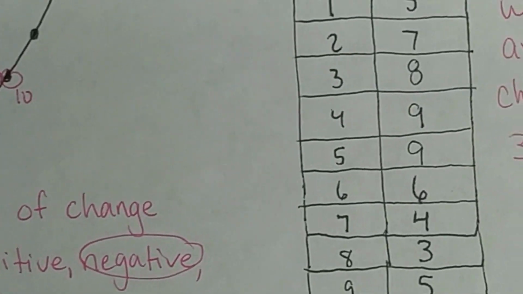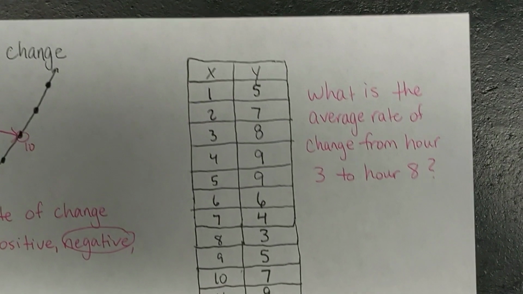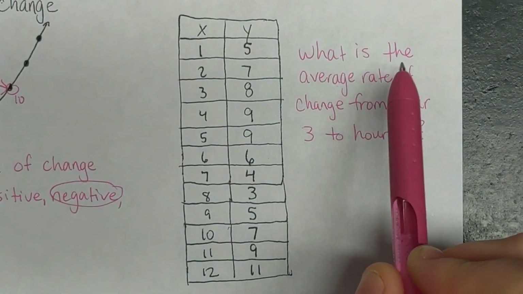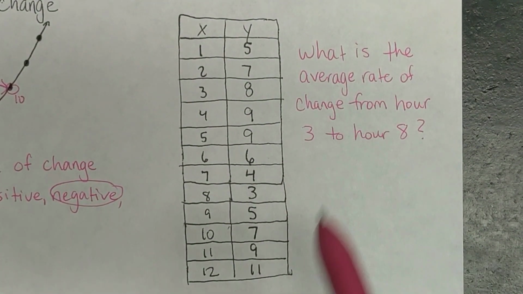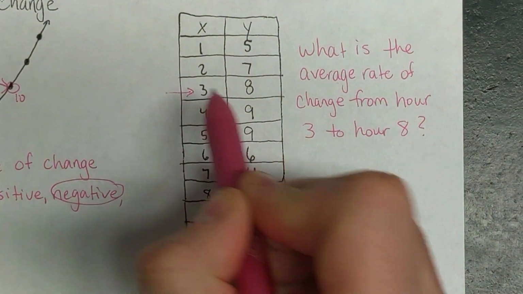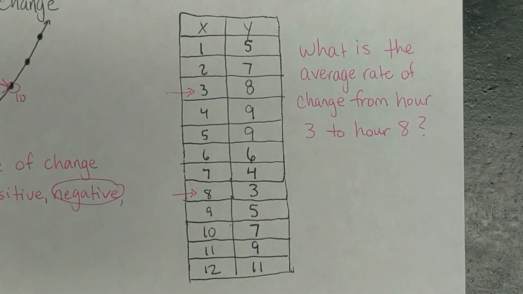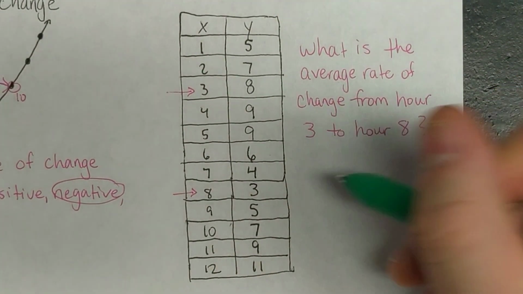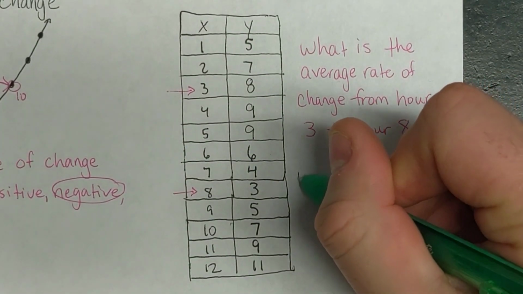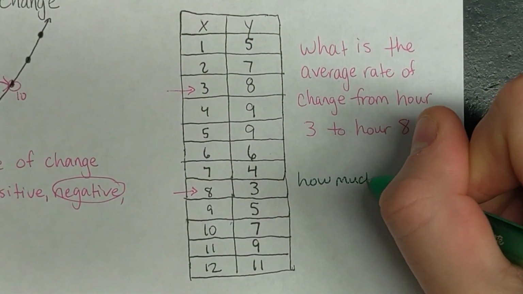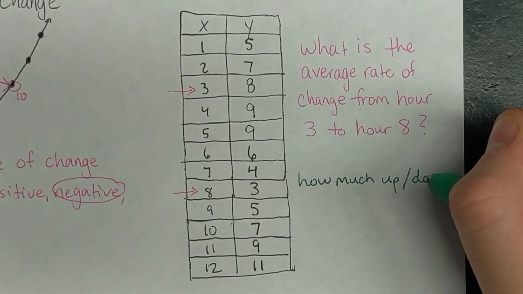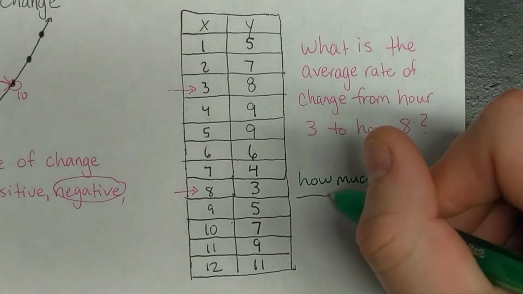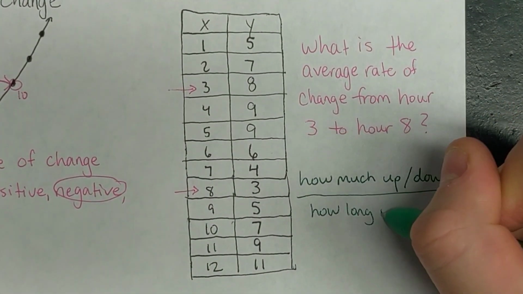If we want to actually calculate what average rate of change is, I need the actual values. So what's the average rate of change from hours 3 to 8? So I only care about hour 3 and hour 8. Now when we're figuring out the actual average rate of change, here's a general rule for you. You're going to figure out how much did it go up or down, and then you're going to divide that by how long it took to get there.